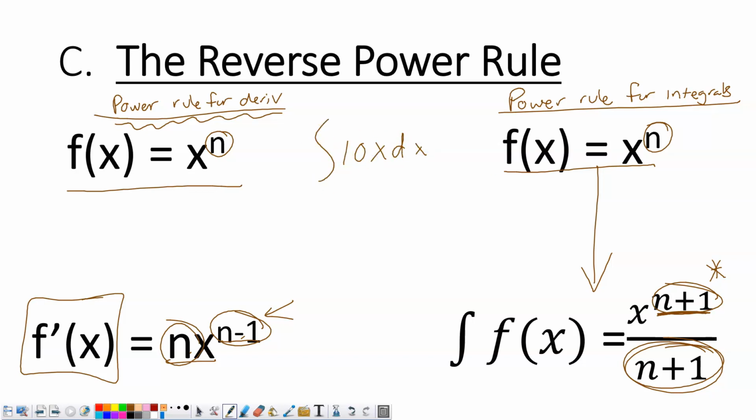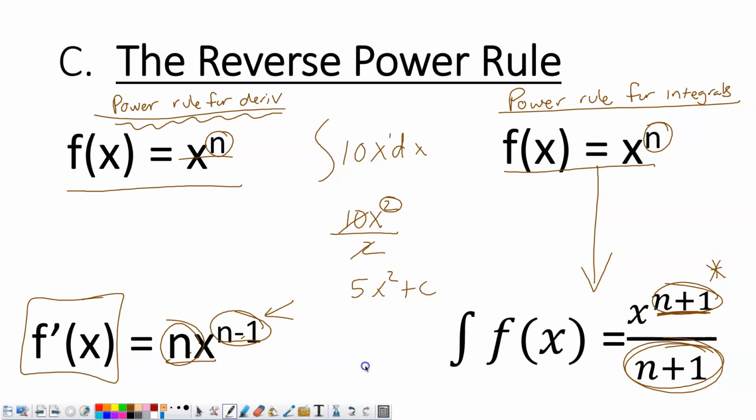If I wanted to integrate that, I would add 1 to the power, and then I would divide by that power. And I would get my final answer. Don't forget your C. So add 1 and divide. It's the opposite of subtract 1 and multiply.